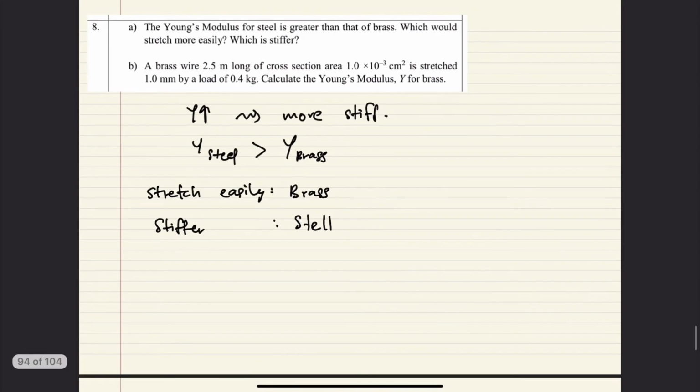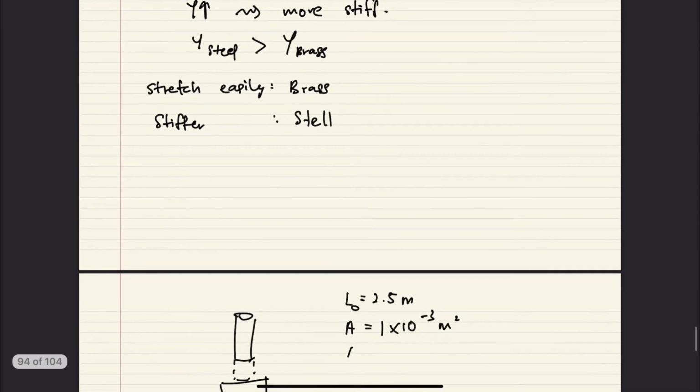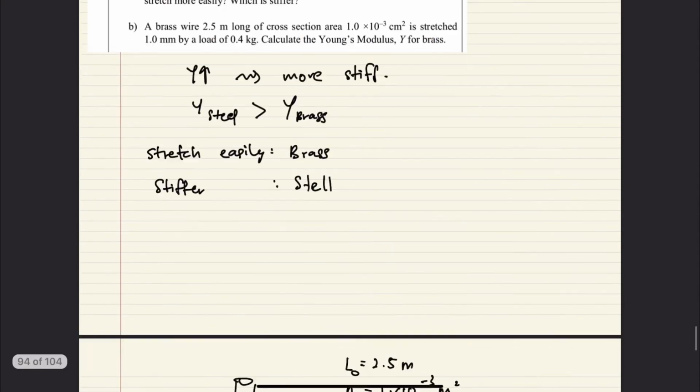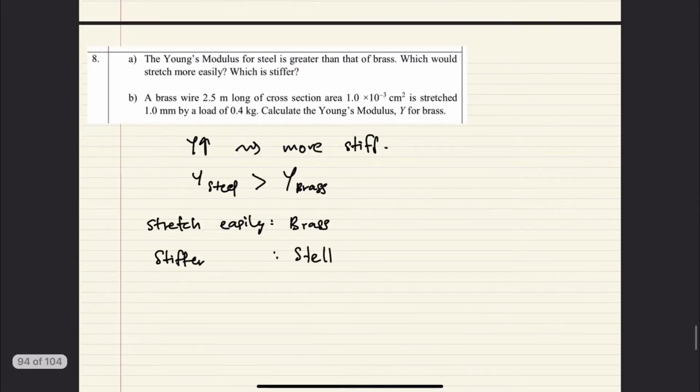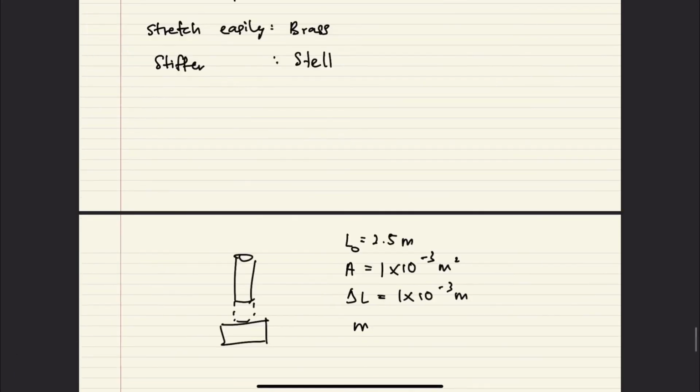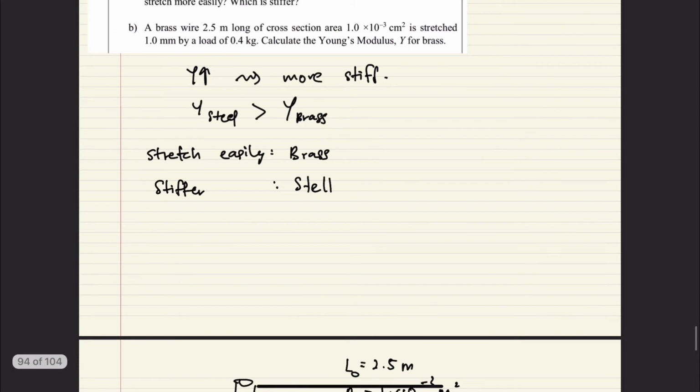And then stretch by 1 mm, that one would be your delta L. I change straight away to SI unit so that you don't get confused afterwards. Load, the mass is 0.4 kilogram. Okay, so calculate the Young modulus Y for the brass.